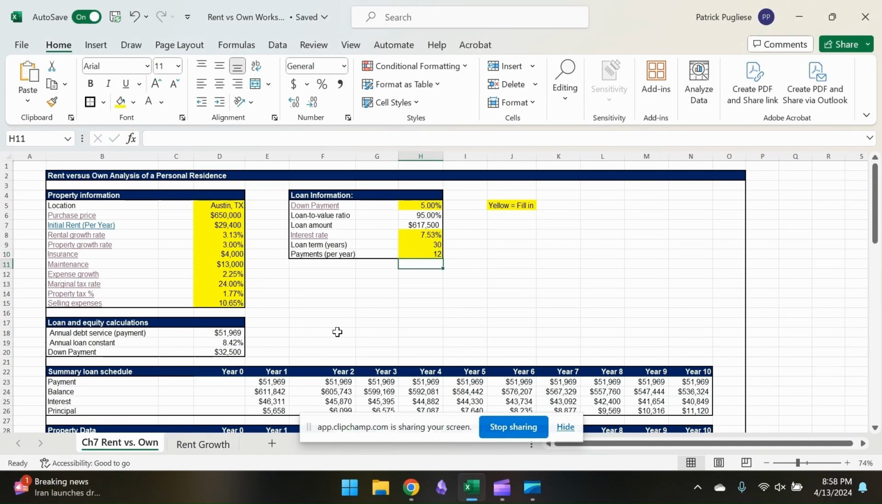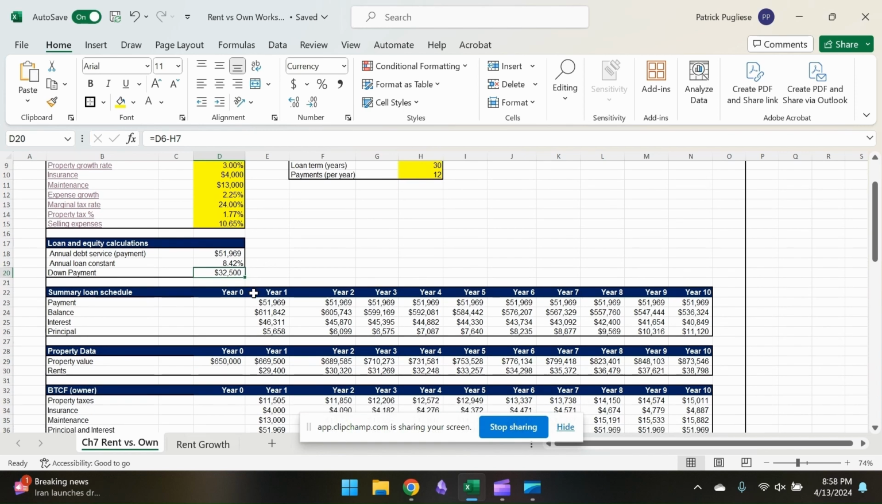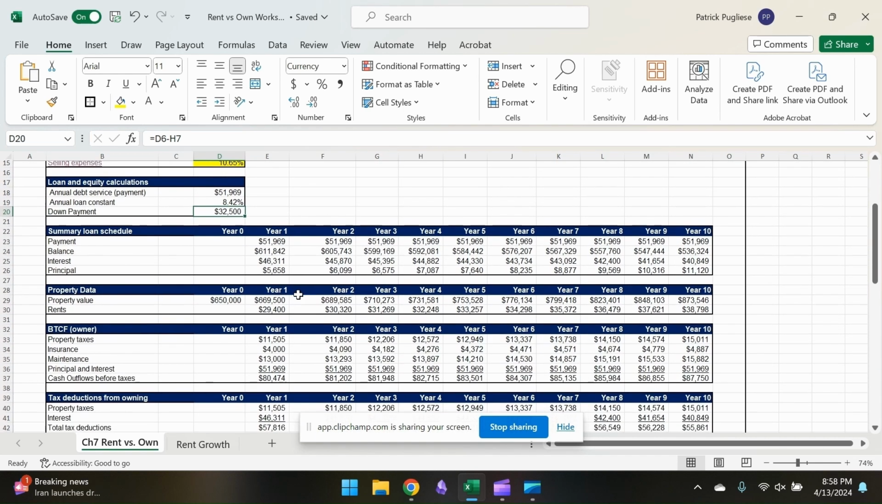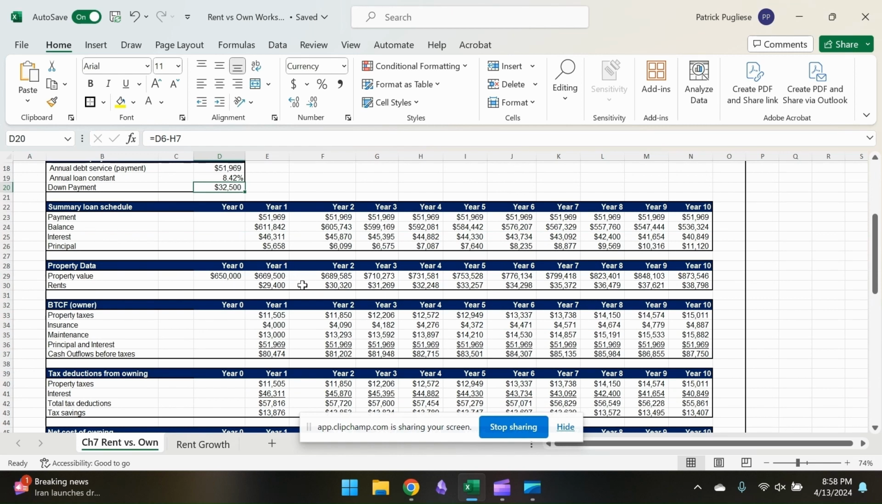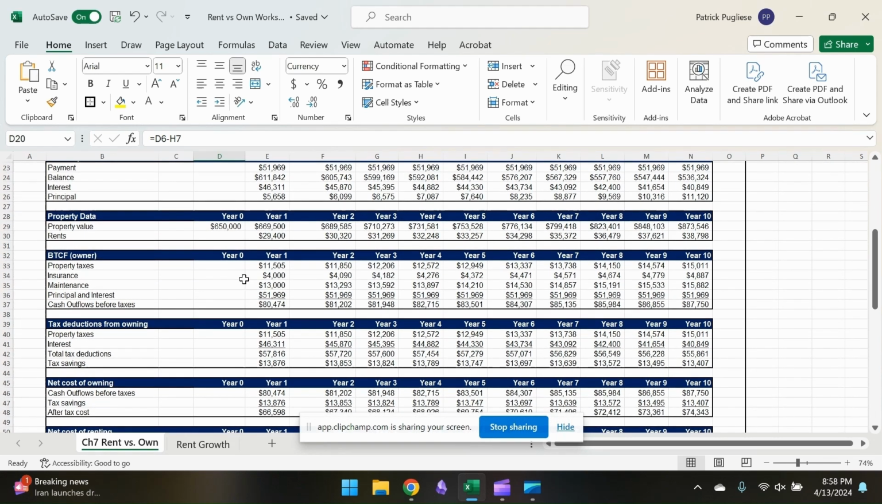Now we can see what our results are. See our annual payments to cover the loan constant, and our down payment here. Go through the years, principal balance going up, property values, where it's going versus where rents are going, property taxes, cash outflows. So if you're the owner of the property, you have property tax expense, your insurance expense, maintenance expense, and your payments on principal and interest. So this is everything that you're spending every year to own the home.